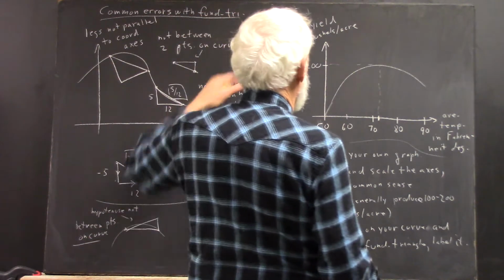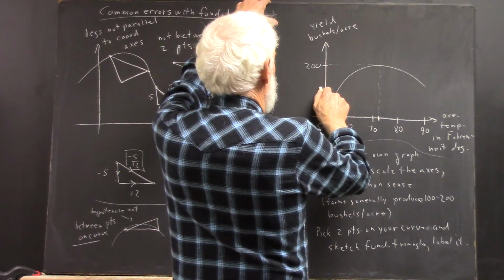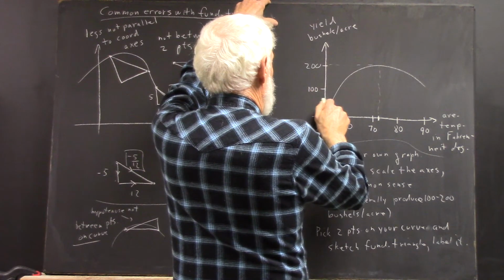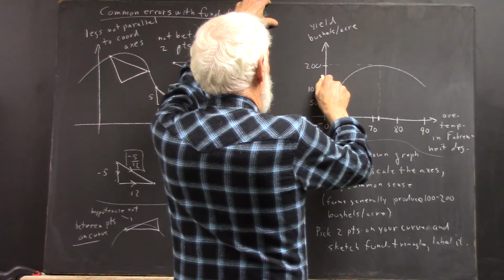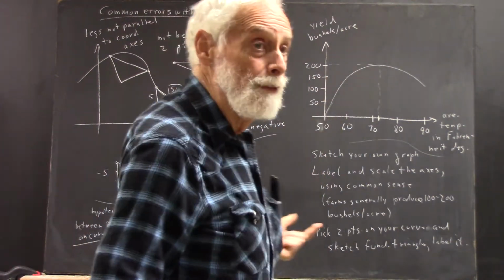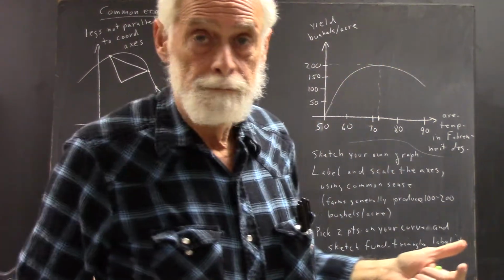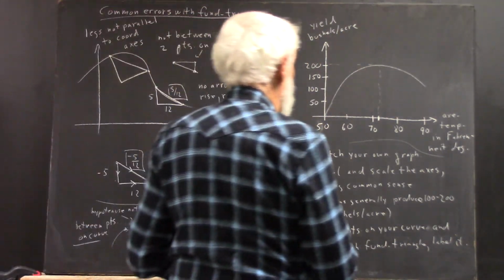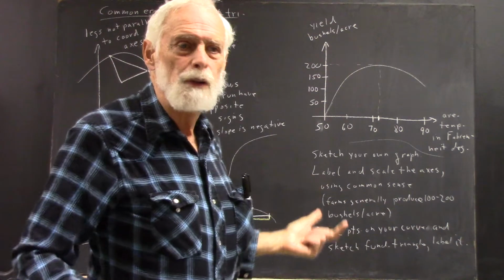Now here's 200, so that's easy to subdivide. I can come down to 100 here. And then I can come down to 50 here and 150 here. That's enough of a scale to get started. Then, what can I do? I can pick 2 points. Whatever points you're interested in.